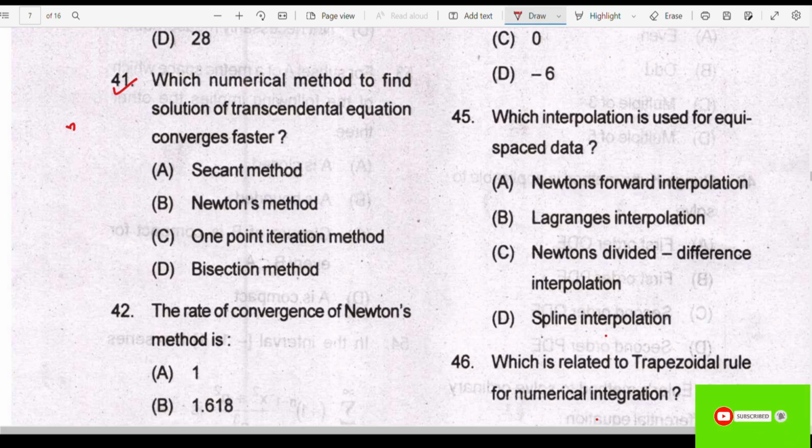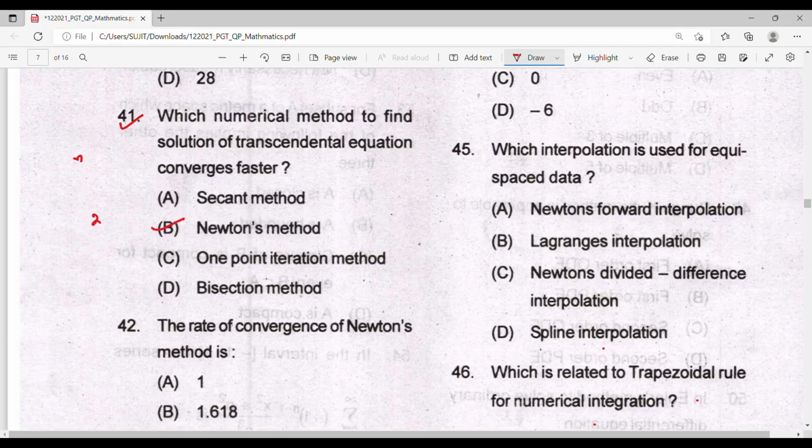First of all, which numerical method to find the solution of a transcendental equation converges faster? This one is Newton's method, because in Newton's method the rate of convergence is 2. That's why we write the rate of convergence; this is the faster rate of convergence. So option B is correct.